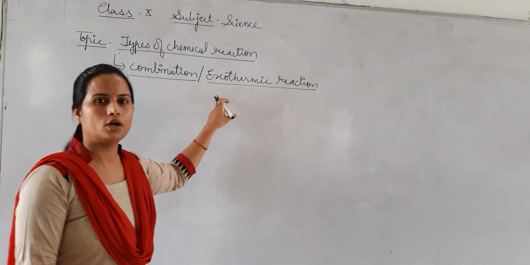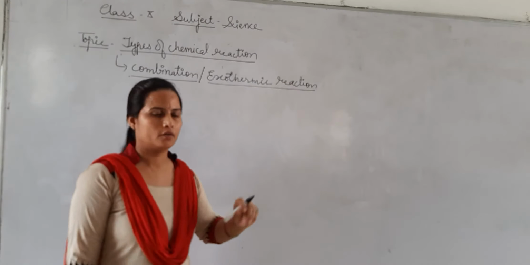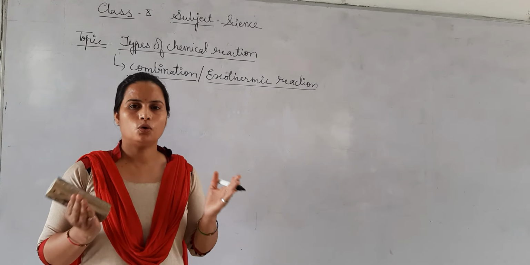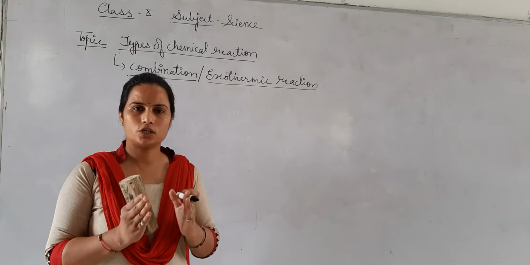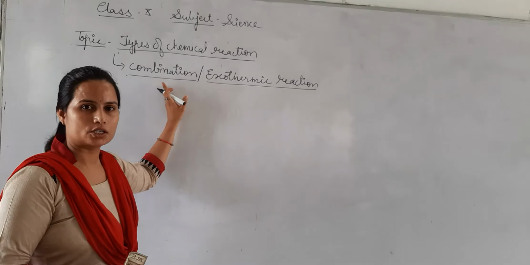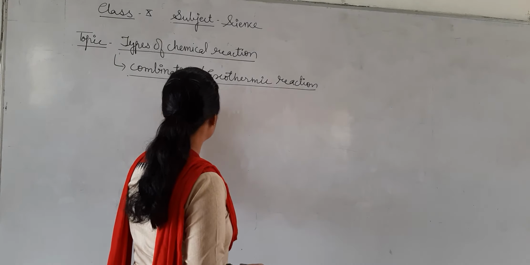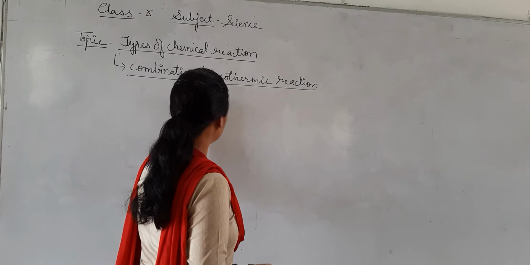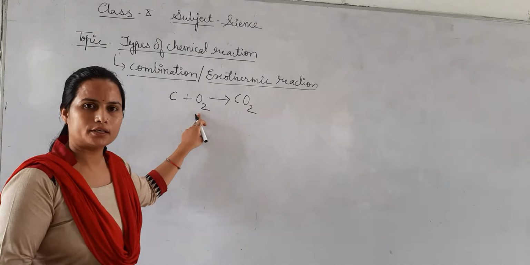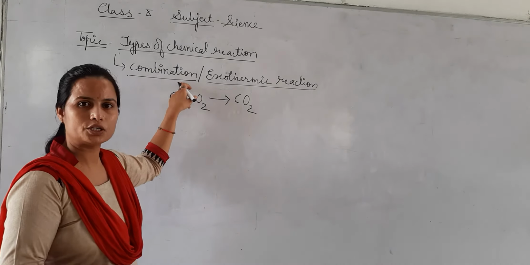It is also called the addition reaction and exothermic reaction. What is the meaning of combination? As you know very well, combination means two or more reactants react with each other and form a new product. That is called the combination reaction. For example, C plus O2 will give CO2. Two reactants react and form a product. That type of reaction is called a combination reaction.